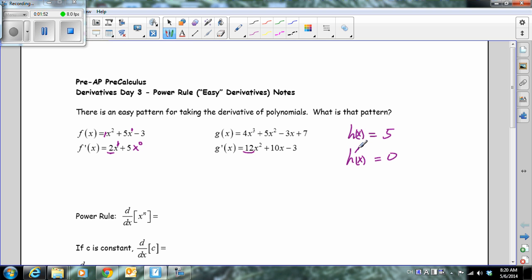A way to write h prime, g prime, f prime, we usually say d of f over dx. That means the derivative of a function, the derivative of f of x, the derivative of a function with respect to x. This is nothing other than f prime of x.